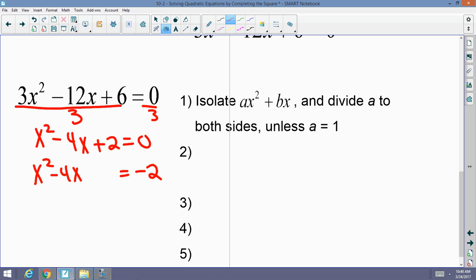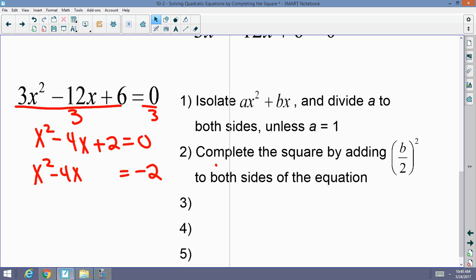You need a alone. You cannot have an a and solve by completing the square. Okay? Step 2.